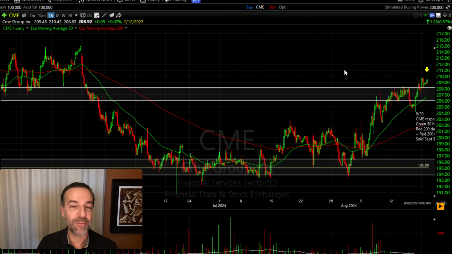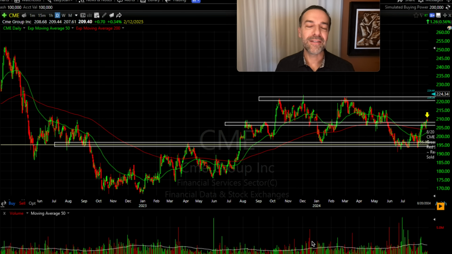So overall, I like that CME was finding support and resistance around these moving averages. That tells me it does tend to honor the rules of the moving averages on this hourly time frame. I then looked at the daily time frame and saw the same thing. Notice again that around this green 50 moving average, it tends to find resistance as you see here, and then once broken through, it tends to find support as you see all in here.